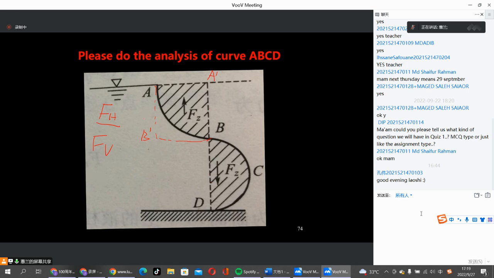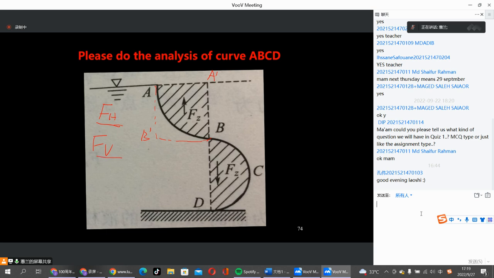So for the horizontal force, it's easy because it will be equal to the pressure force acting on the vertical projection area. And this vertical projection area is a straight plane. It's easily found out. How about the vertical force?